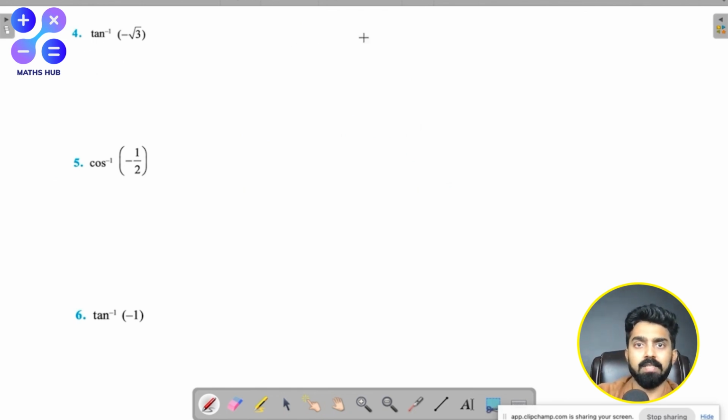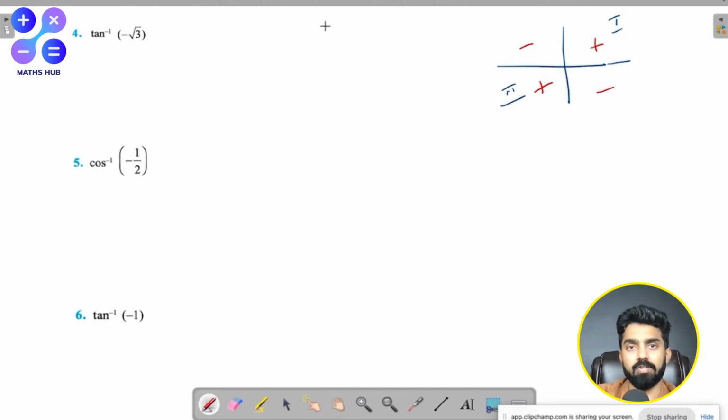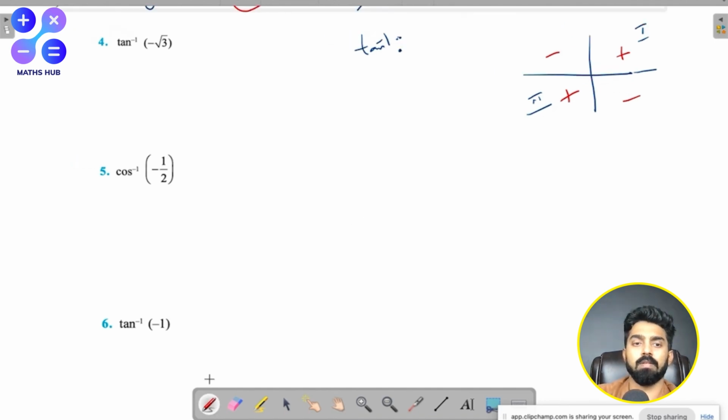Now the first thing we need to do is remember where it's positive and negative, right? So tan is positive in the first and third quadrants. Tan is positive here, positive here, negative here, and negative here, right? And the tan inverse range and domain: the tan inverse function is defined from all real numbers to minus pi by 2 to pi by 2, right?